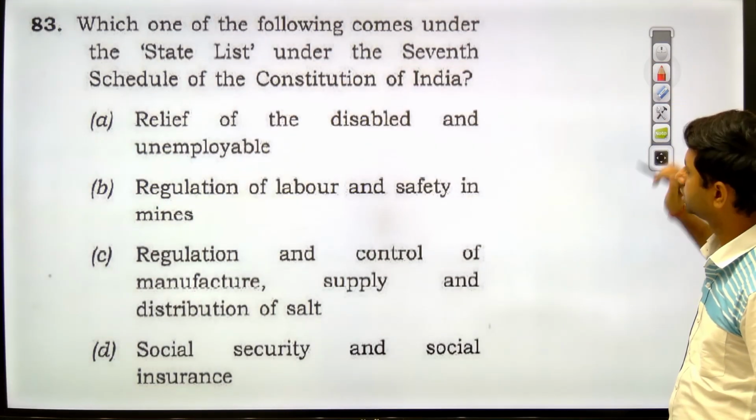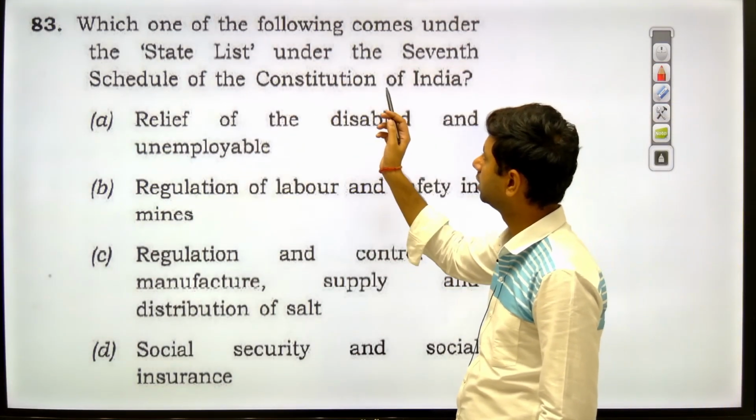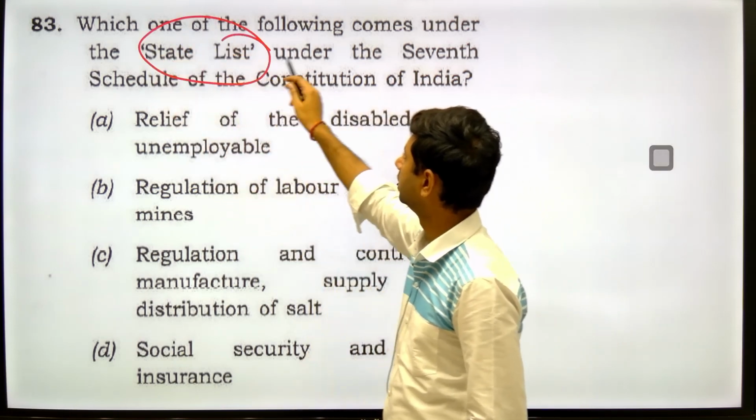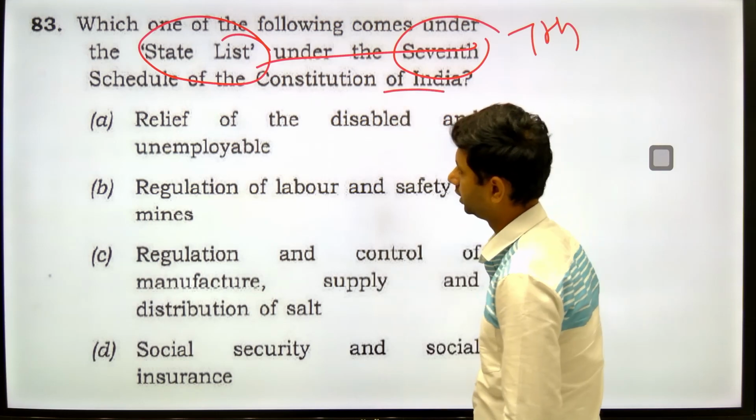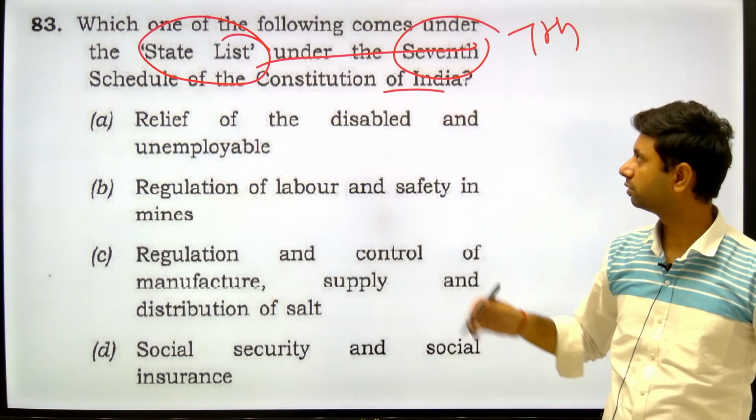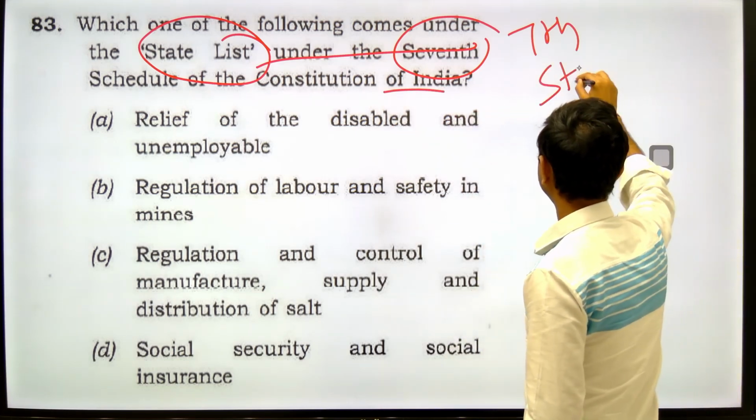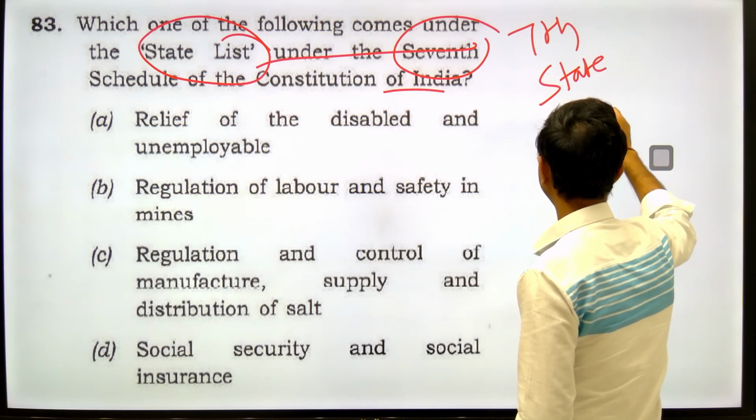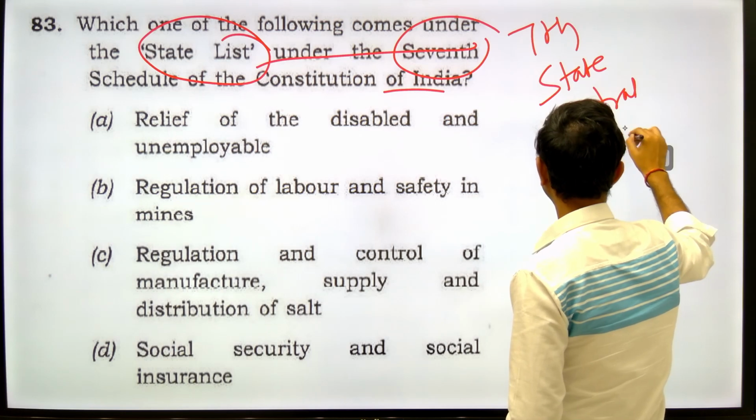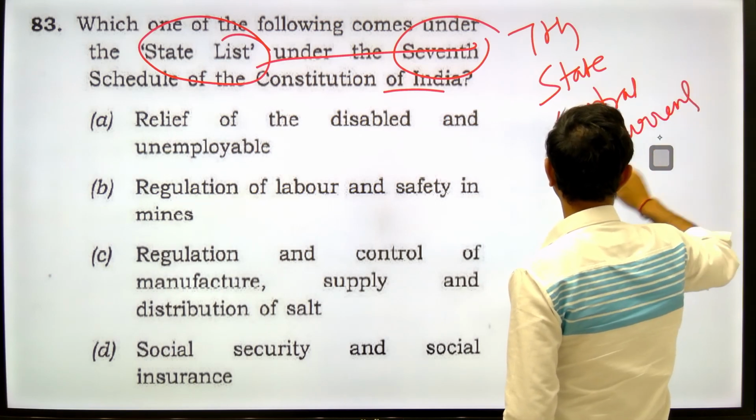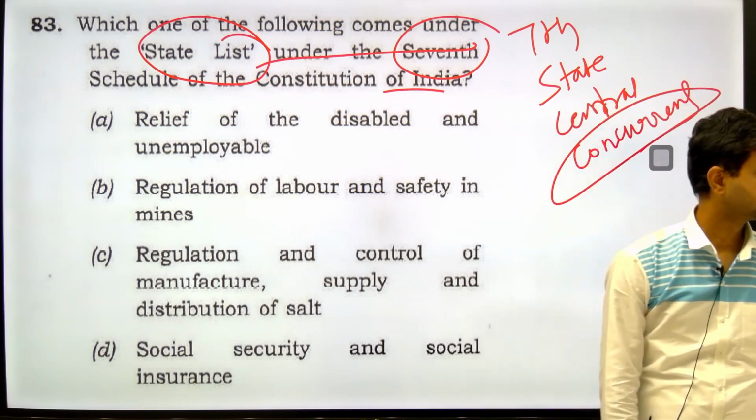Let's move on to the next question, which of the following comes under state list under the 7th schedule of the Constitution of India. The 7th schedule actually talks about various lists: state list, central list and concurrent list, where both governments can actually make law.